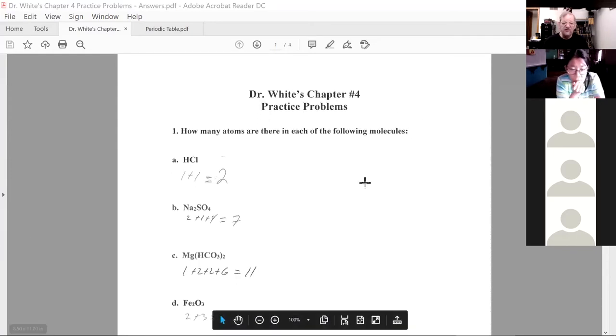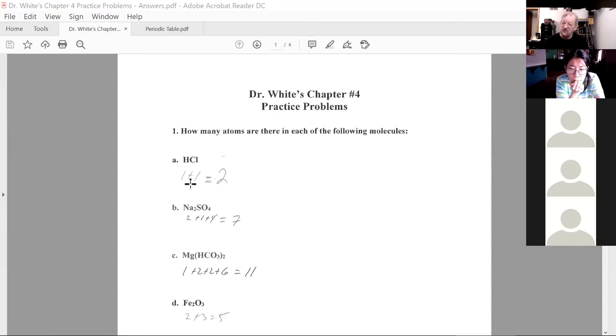All right, first thing you should know, how many atoms are in a certain molecule? And how do you do that? You just add them up. HCl has one hydrogen, one chlorine, two.